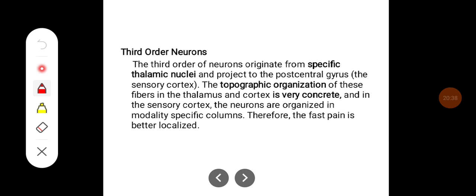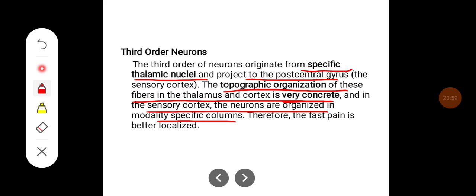The third order neurons originate from the specific thalamic nuclei and project to the postcentral gyrus, that is the somatosensory cortex. The topographic organization of these fibers in the thalamus and the cortex is very concrete, and in the sensory cortex the neurons are organized in modality specific columns. Therefore, the fast pain is better localized.